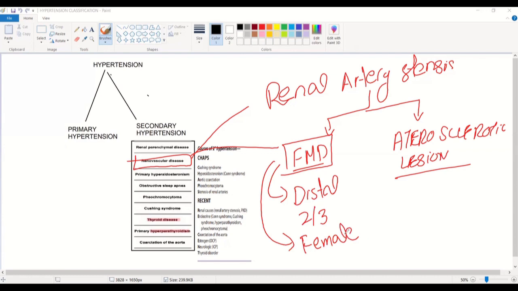There are many questions on this concept that will be difficult for you. So it is more common in females, right? What age group? Young or middle age?